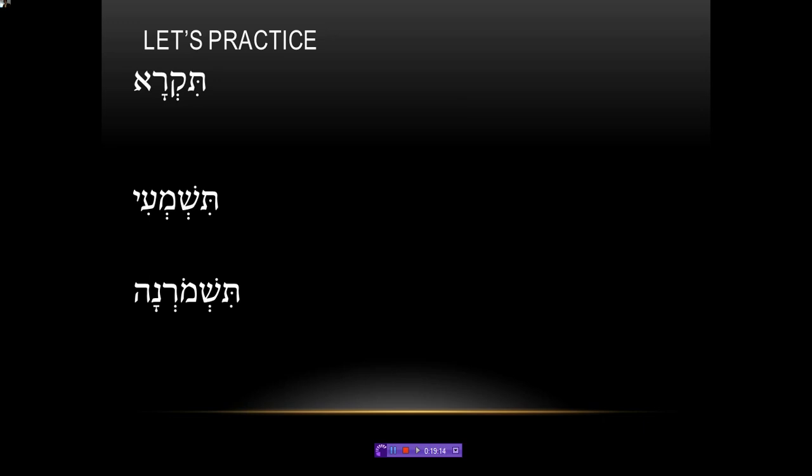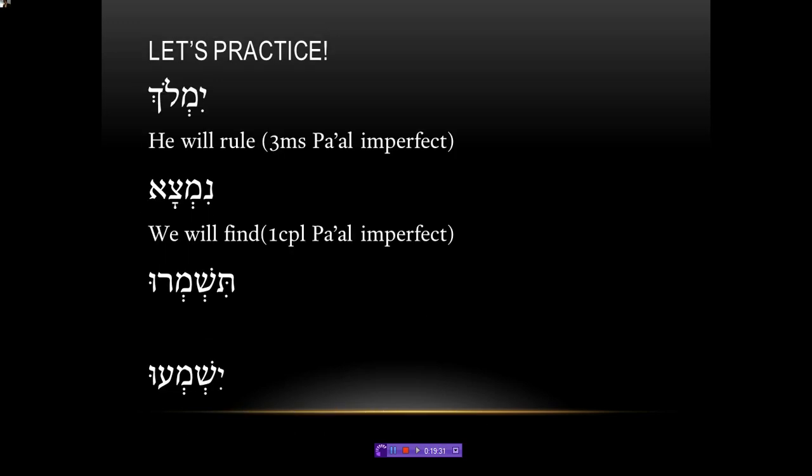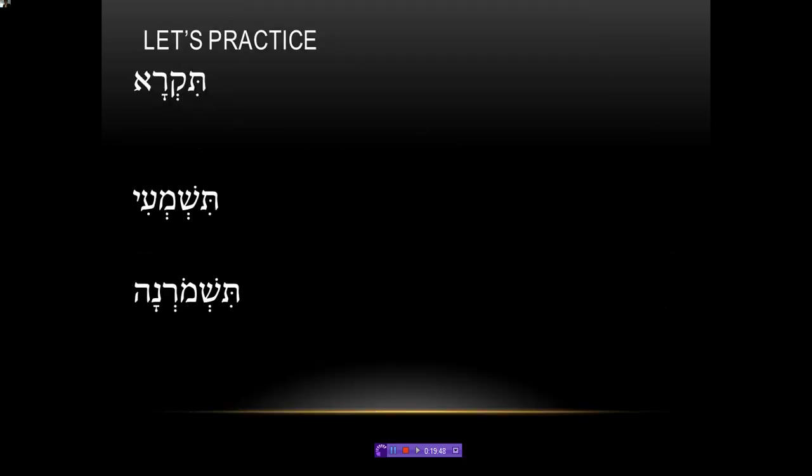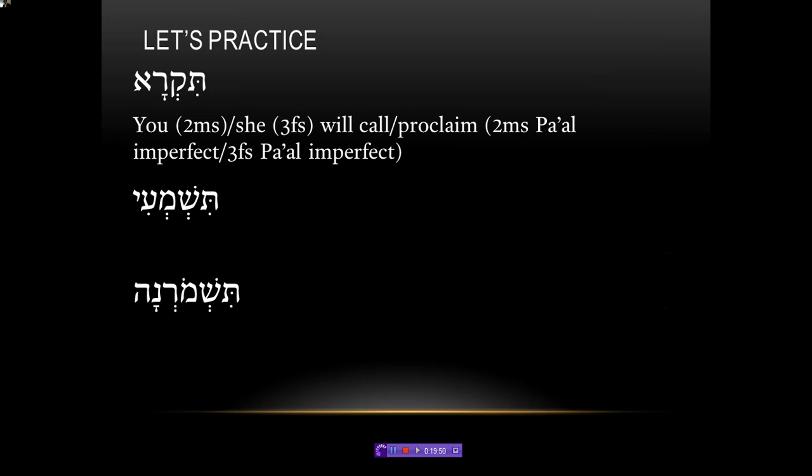Tikra, tikra. Okay, the verbal root is kara, and we have the tav as a prefix. Now you may remember that the tav is one of those tricky ones. This is one of the forms that has a star next to it. So let's look at those here. Remember, the form that has the tav only in front can be either a second masculine singular or it can be a third person feminine singular. So we have to let context help us. In this case, you actually don't have a context, so it could be you, second masculine singular, or she, third feminine singular, will call or proclaim.